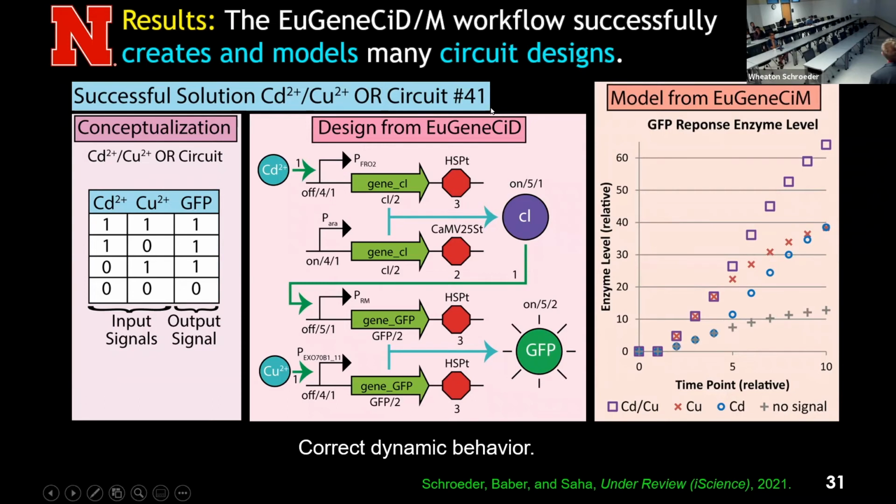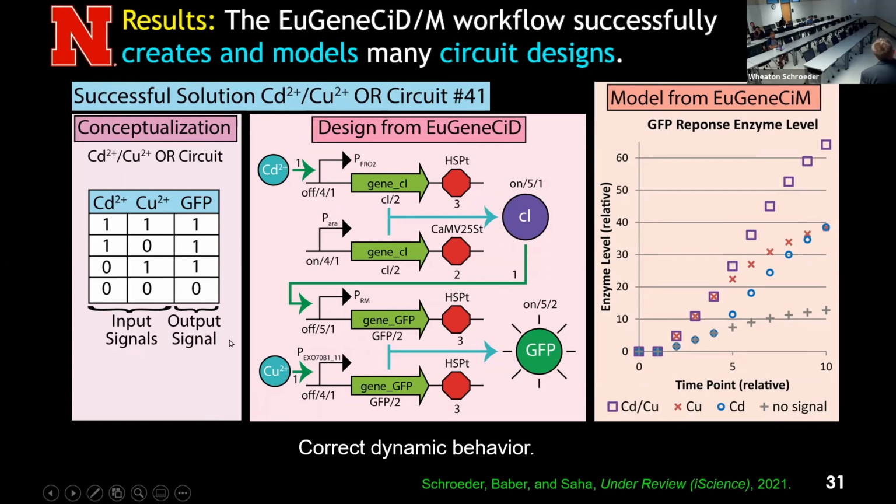I wanted to point out that this was solution number 41, because what happens in Eugene-SID is that we first try to solve for size 1, then move to size 2 and size 3. So this is an iterative increase in solution size when the solution space for a particular size becomes null, essentially.